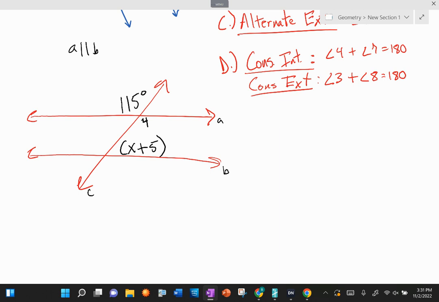Okay, so these are also going to be 115 because, and then 115 plus 75 is 180, and then 75 or 65? No, I think 65. It's 60. 115 plus 65 is 180. There you go. You'll figure it out.